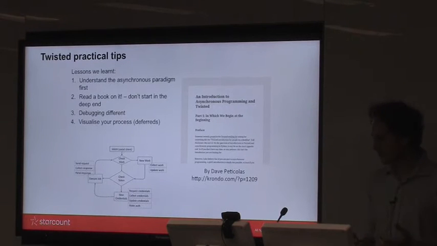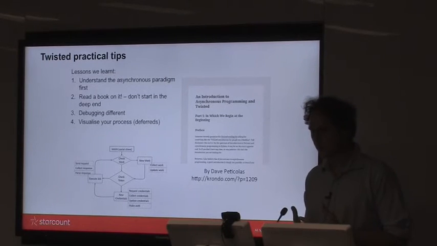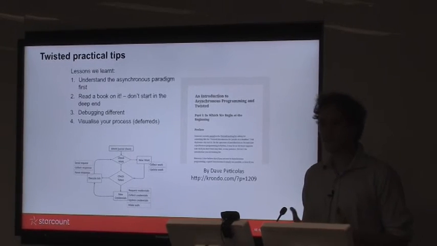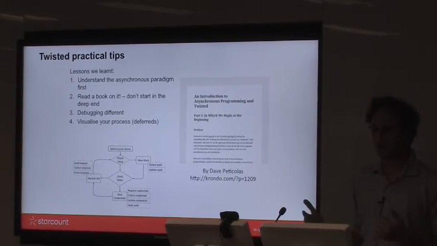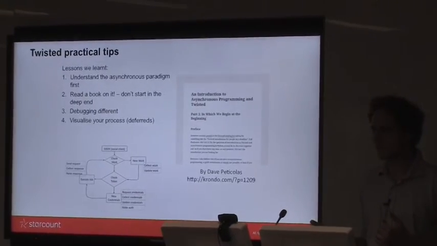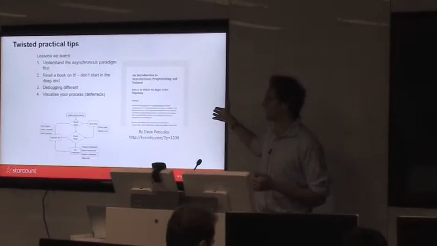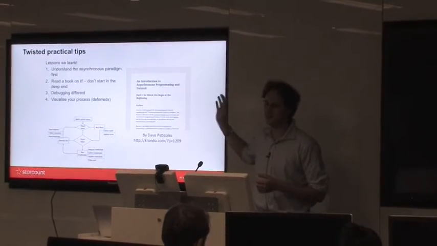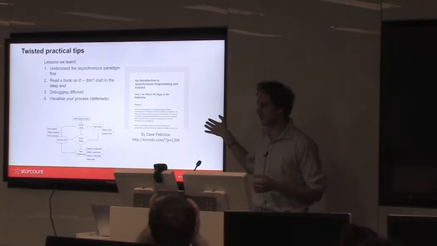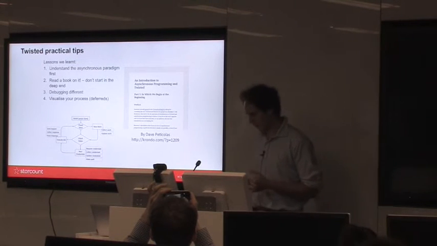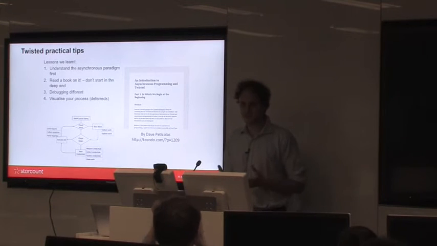So here are just some tips for what we learnt, or what we should have done in hindsight, if anyone is going to take on a similar project. Firstly, I would read a book beforehand and go through all the exercises, which is obviously not what we did. We jumped into the deep end. And I particularly would recommend this free book that's online by David Petrocelli. There are exercises and it's really good, and you just read it and you'd get a lot better understanding about how to use Twisted.